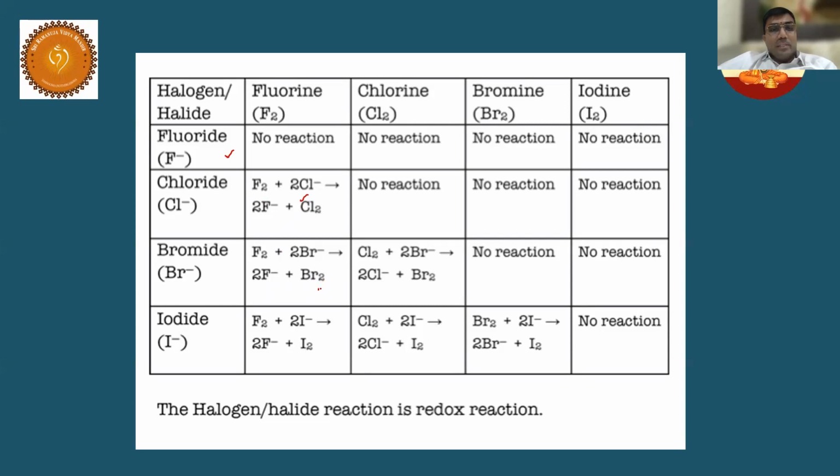Similarly, fluorine displaces bromine and iodine, right? And naturally, chlorine cannot displace the next. So here, chlorine cannot displace fluorine, and chlorine can displace only bromine and iodine, right?